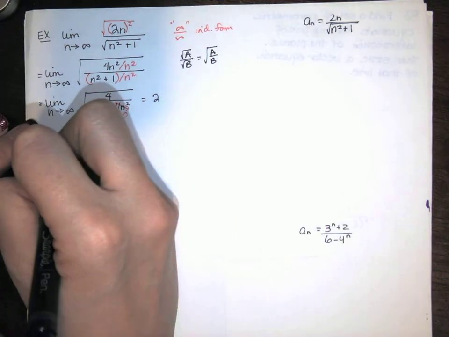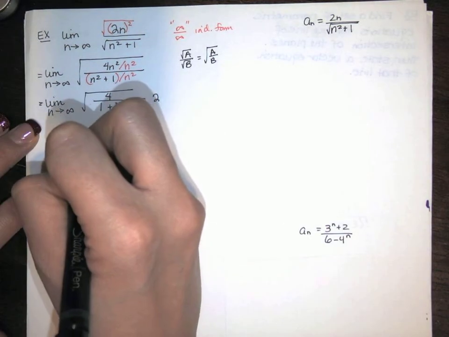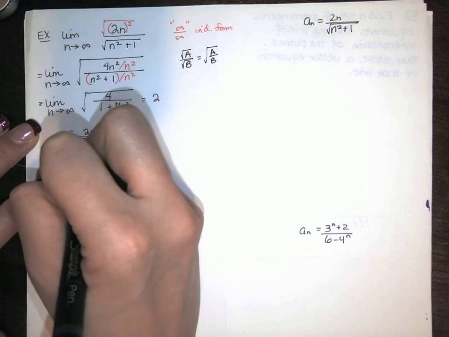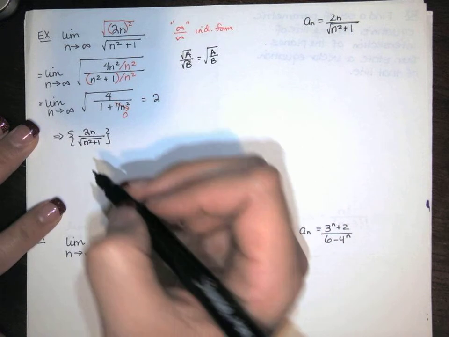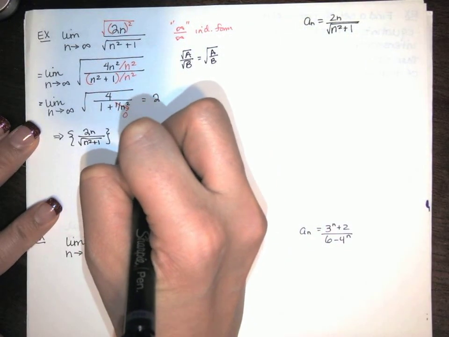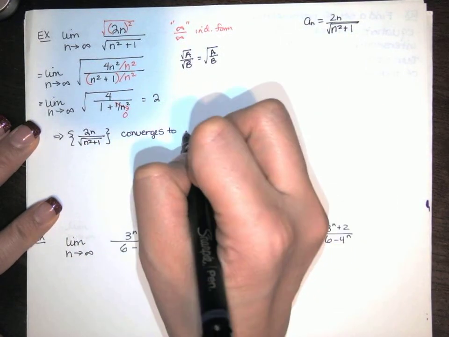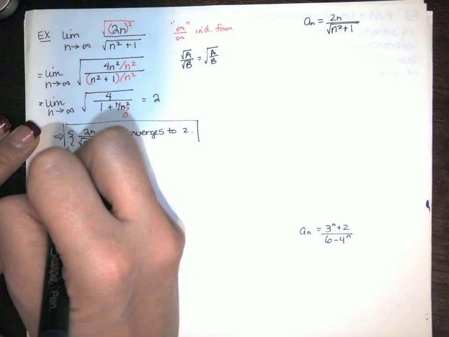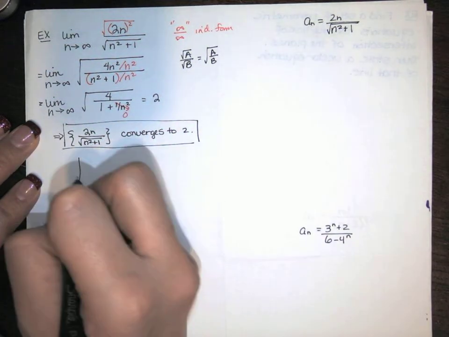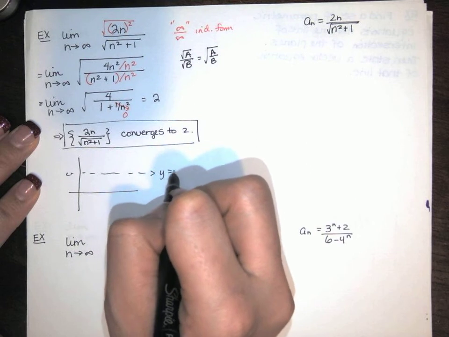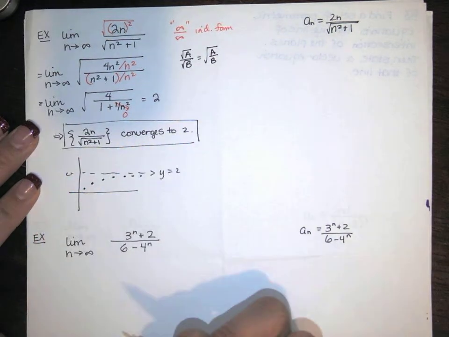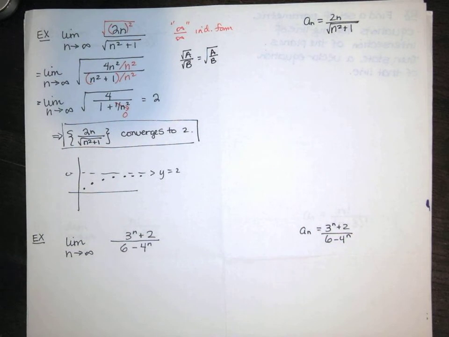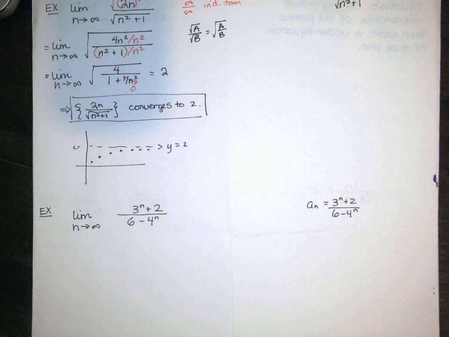What does that mean? That means that this sequence, if I were to graph it and then look at all the points, those points are getting closer to the line y equals 2. And we say that this converges to 2. I don't know exactly what it looks like, but it might look like this. Here's y equals 2. Something like that.